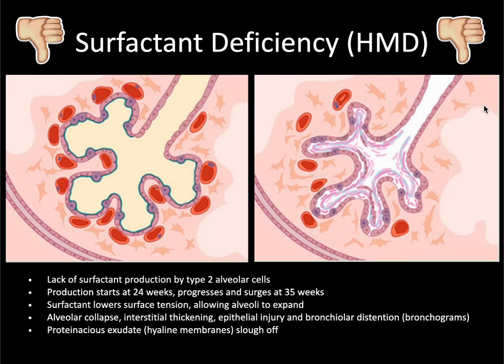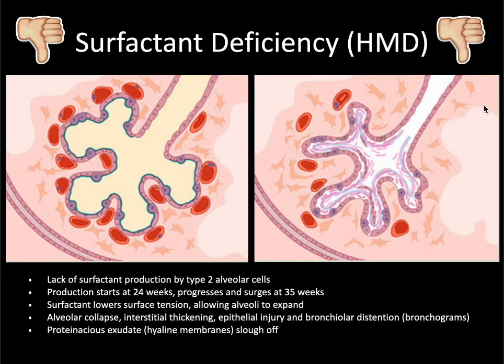Surfactant deficiency, or hyaline membrane disease, is due to the lack of surfactant production by type 2 alveolar cells. The surfactant usually starts at 24, 25 weeks and progresses and surges at 35 weeks. Surfactant lowers the surface tension, allowing the alveoli to expand.